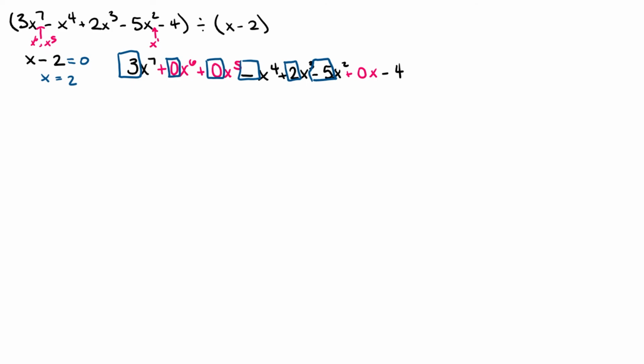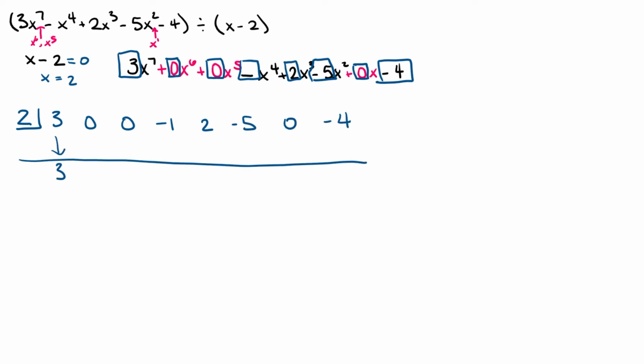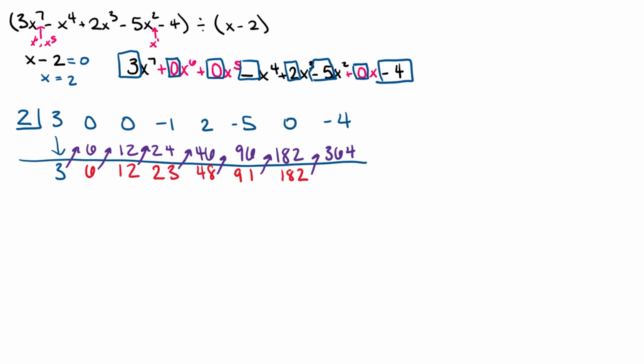Let's set up our synthetic division. We follow the pattern, multiply and add down, multiply and add down. This gives us a remainder of 360.